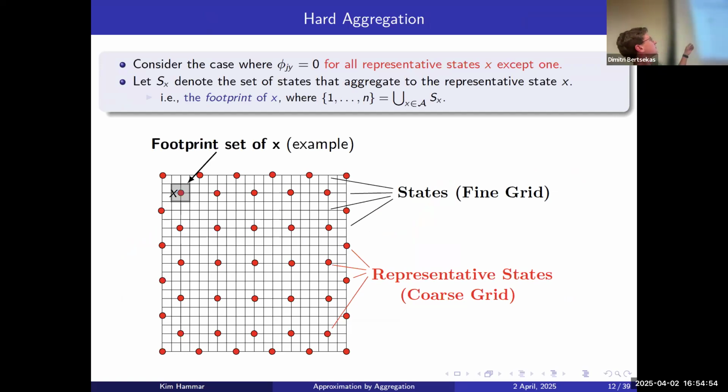So the footprint set is basically the set of states that aggregate to a particular representative state. So the footprint set of X here is just the set of states that we define with the aggregation probabilities to aggregate to X. And in general, you're free to define this however you like. In this case, I've just defined it as a small box with the nearest states around that particular representative state in terms of the Euclidean distance, which is one example, but you can define it in different ways as well. So the gray box would be the footprint set of that X. Exactly. Are there any questions about this footprint set?